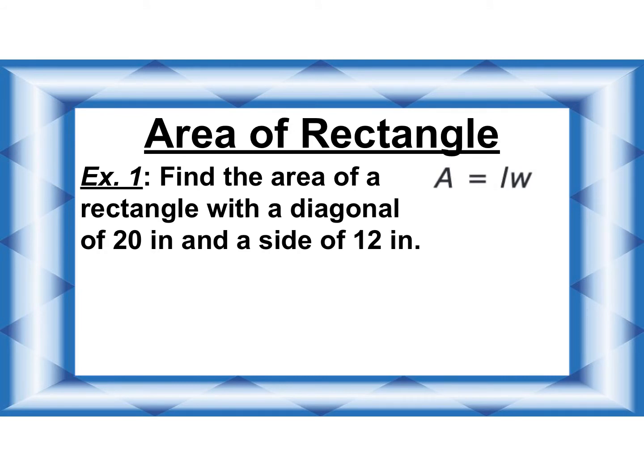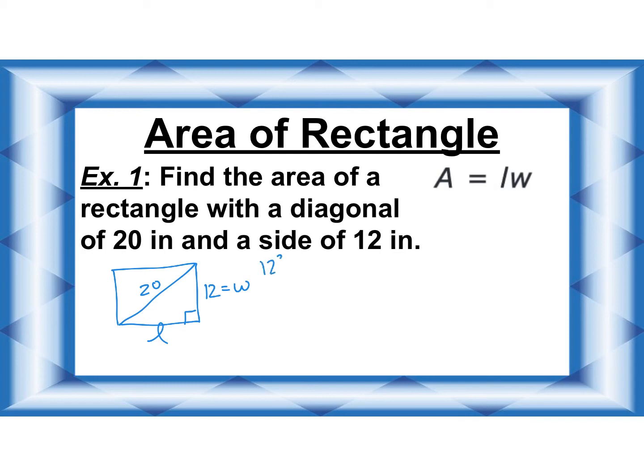So let's try some. Here we have the area of a rectangle. Find the area of a rectangle with a diagonal of 20 inches and a side of 12 inches. The formula is area equals length times width. The first thing I'm going to do is draw a labeled diagram. I know that my diagonal is 20 and a side is 12, and it doesn't matter which side you make 12. But I need length and width. So I'm going to call this my width, but I don't know my length. I know that this is a right angle, so we need to use the Pythagorean theorem.